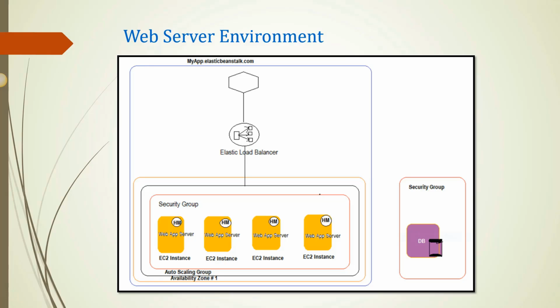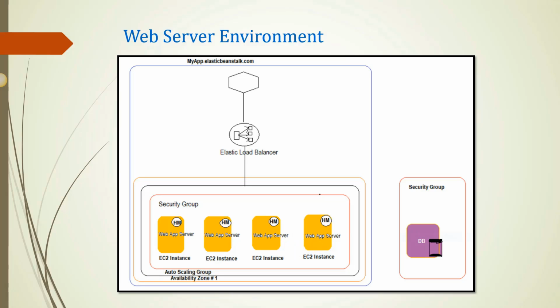So when you create an environment, Elastic Beanstalk provisions the resources required to run your application. AWS resources created for an environment include one elastic load balancer, an auto-scaling group, and one or more EC2 instances. So here you can see that there are 4 EC2 instances.